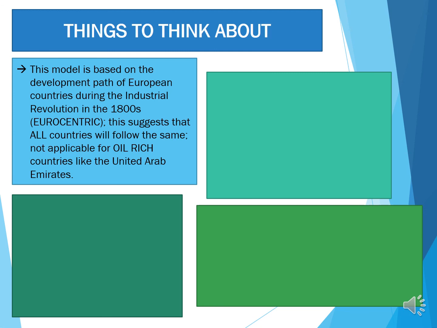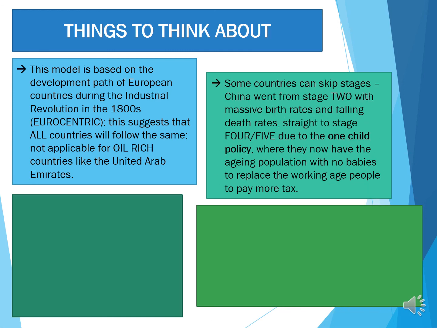It suggests that all countries will follow the same path. For countries that have got rich very quickly because of resources, like the United Arab Emirates with their oil, they haven't followed the primary industry, secondary industry, tertiary industry route. They have gone from primary industry straight all the way through to that tertiary industry of selling all that oil. So they haven't followed the same development path. Some countries can skip stages.